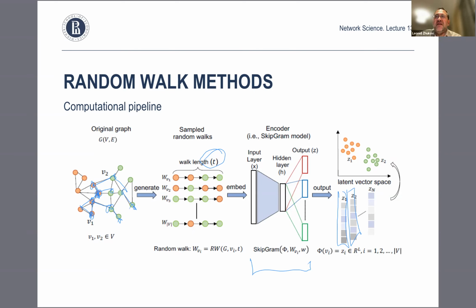So we get a graph representation in this latent vector space with the property that if we generate a random walk from one node to another, the probability to start from one node and end at another can be approximated through the dot product of the representations, the vectors that we generated and created in the space.